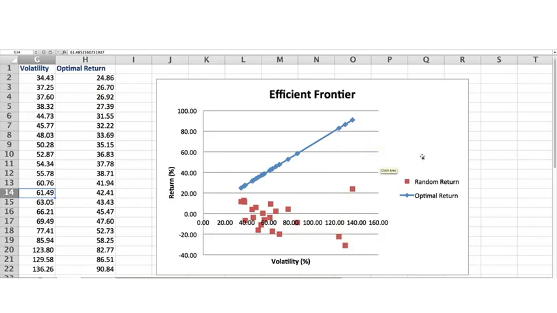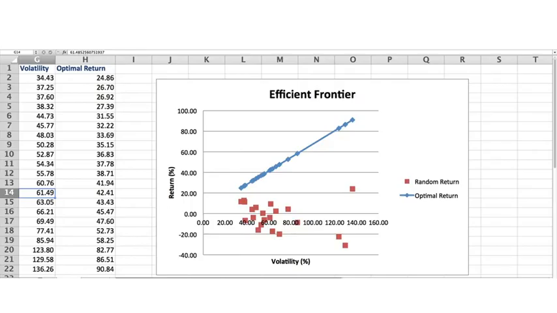In the module on mean variance analysis, we said that the frontier can be computed in 3 different ways: either by maximizing the return for a given value of volatility or risk, or minimizing volatility for a given value of return, or maximizing a risk-adjusted return. In this particular case, our volatility numbers are given, and for each value of volatility that I have randomly generated, I want to compute the maximum possible return. And I'm going to show you now in Excel how to compute that using Solver.